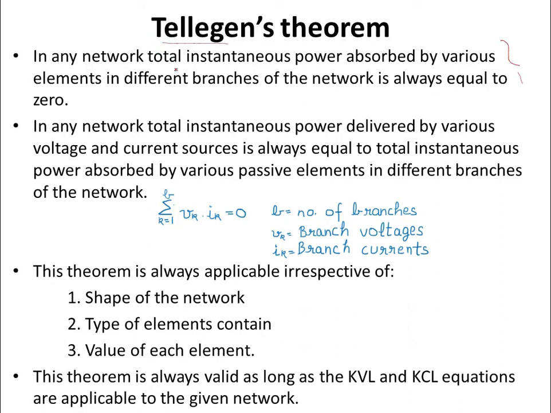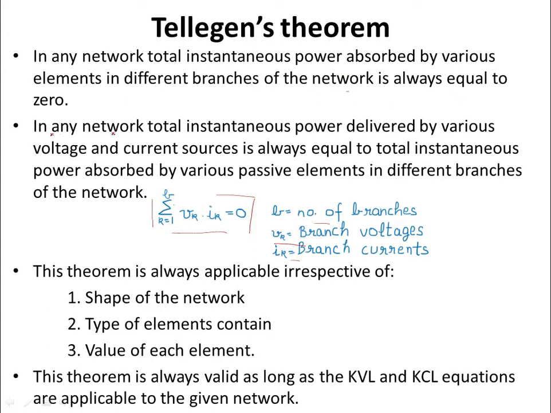In any network, total instantaneous power absorbed by various elements in different branches of the network is always equal to 0. It means that if B is the number of branches, Vk is the branch voltage and Ik is the branch current, then the summation of all the power absorbed by various elements in different branches should be 0.